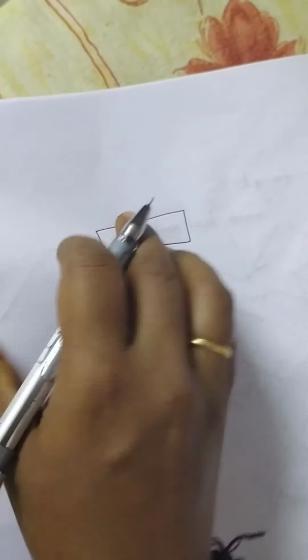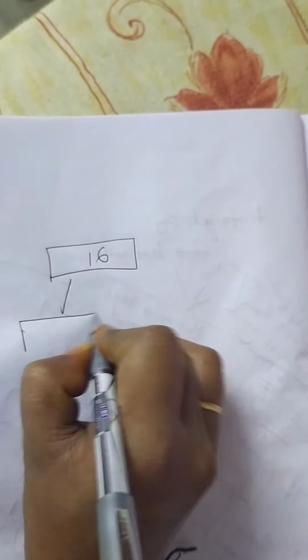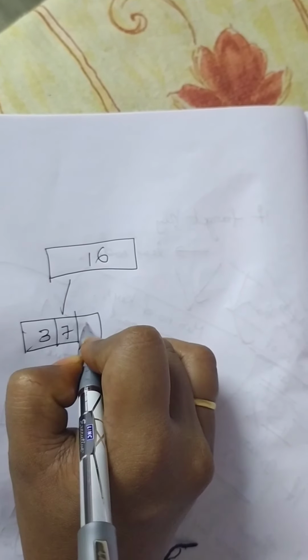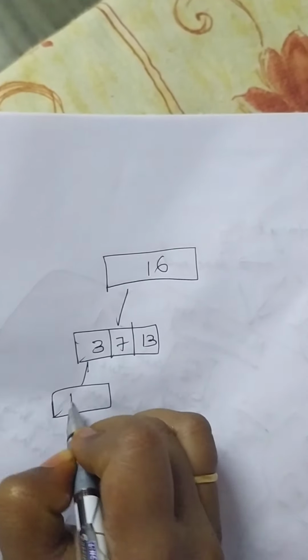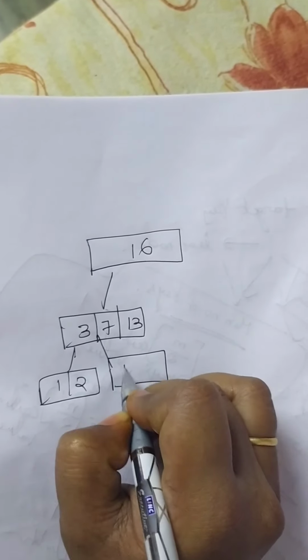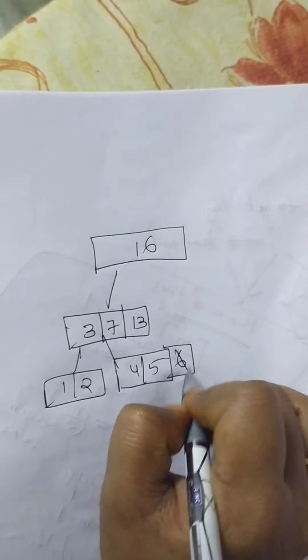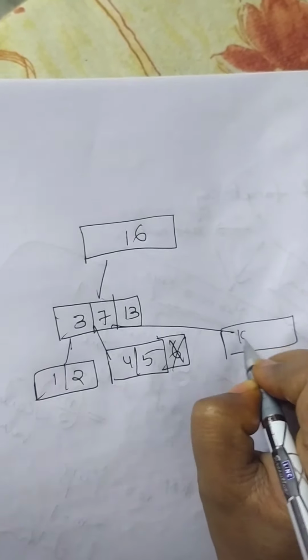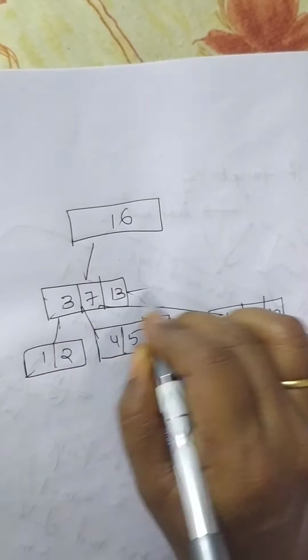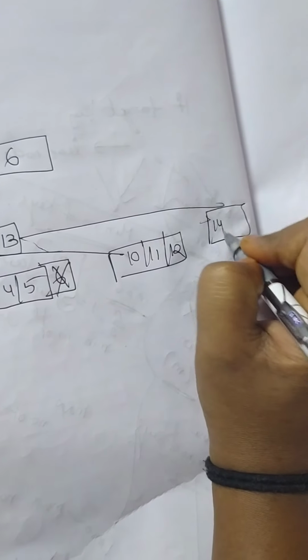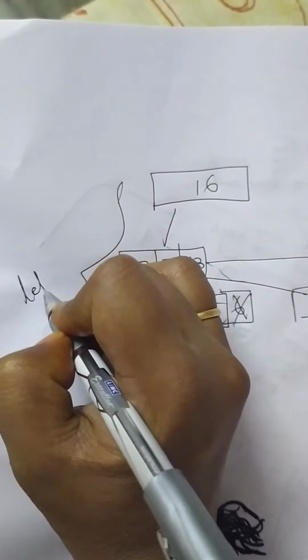Here we will take that example. Here 16 is the root node. 3, 7, 13, 4, 5, 6 (already we deleted it), 10, 11, 12 and 14, 15. Here this is only the left subtree.